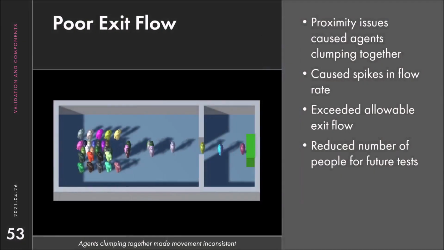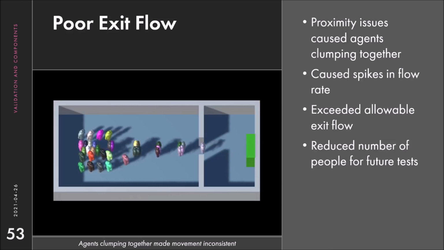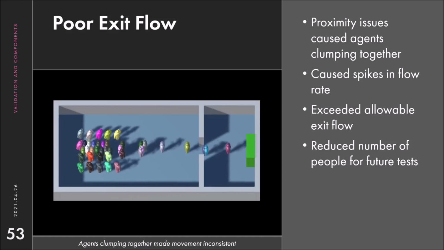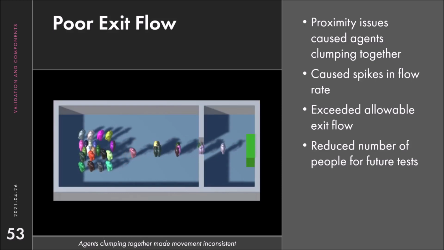Out of the 4 tests, I was only able to validate 3 of them, except for exit flow rates. This was caused by agent proximity issues, where people kept clumping together, causing the flow rate to spike higher than what was allowed. To avoid these issues for later tests, I just limited the number of agents I simulated.